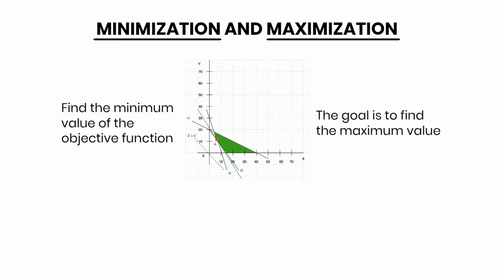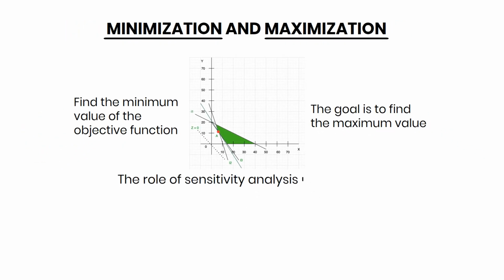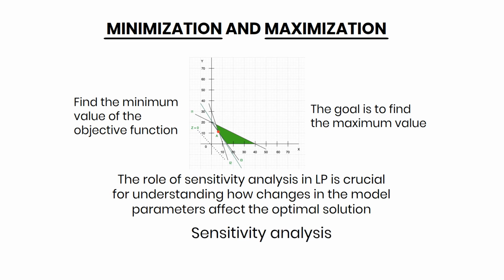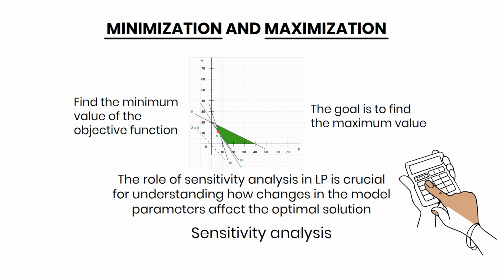The role of sensitivity analysis in LP is crucial for understanding how changes in the model parameters affect the optimal solution. Sensitivity analysis helps decision makers identify which constraints or variables are critical to the solution and how much flexibility they have in changing the model parameters without altering the optimal solution.